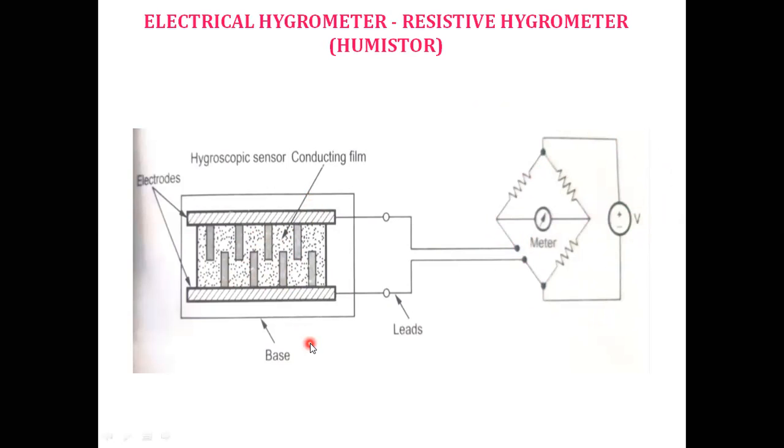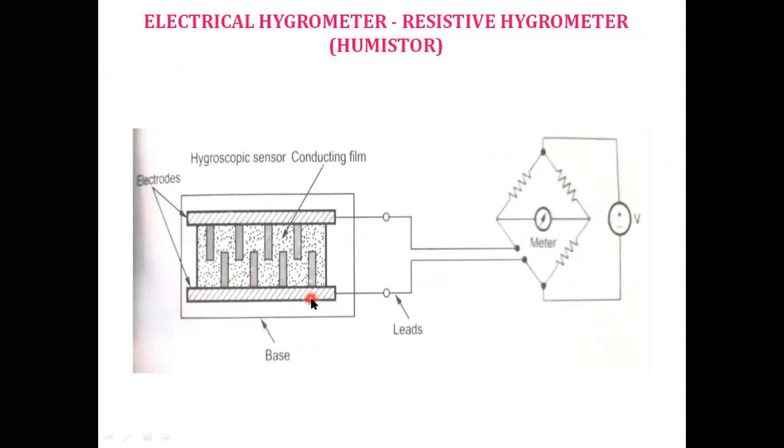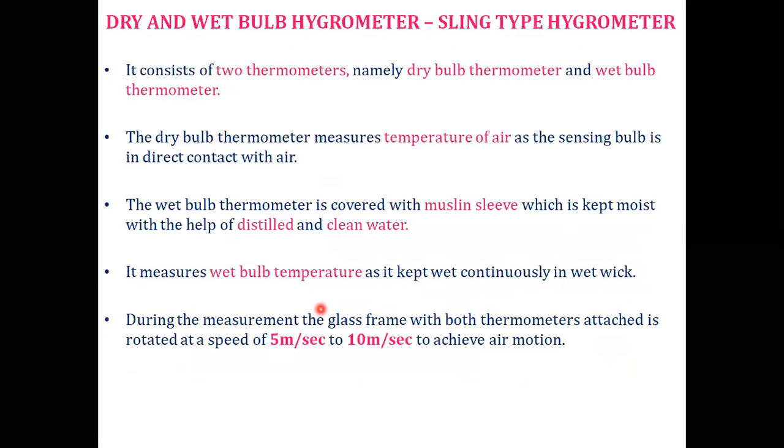That is manufactured using lithium chloride, or some other type of chloride materials can be used in order to change the resistance levels. Advantages and disadvantages. Next one is the dry and wet hygrometer.